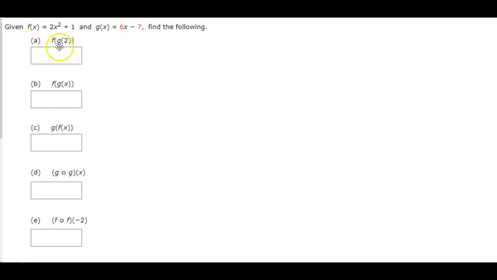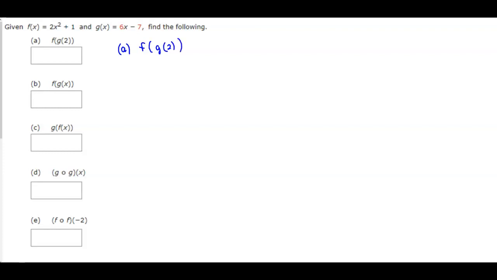Given that f(x) is equal to 2x squared plus 1 and g(x) is equal to 6x minus 7, we want to find the following. So for part A, we want to find f composite g of 2.